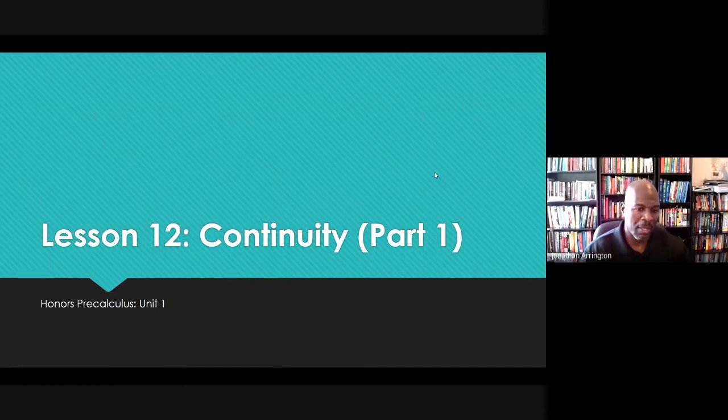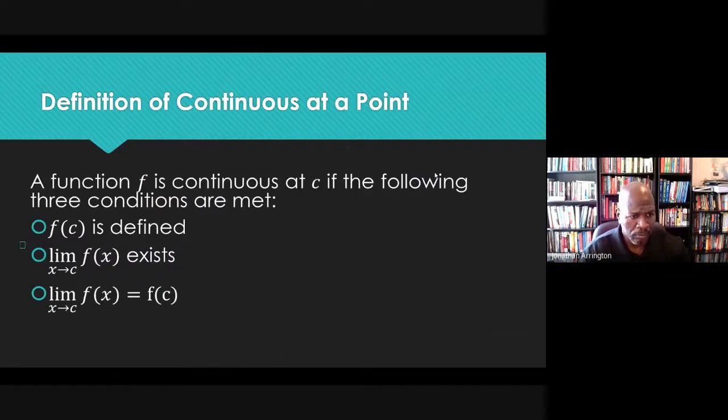And so when I'm talking about continuity here, we're going to be talking about continuity at a point. So there are three things you need to see for a function to be continuous at a given point. And those three things are as follows. So it reads: a function f is continuous at c, so c is some value for x, if the following three conditions are met.